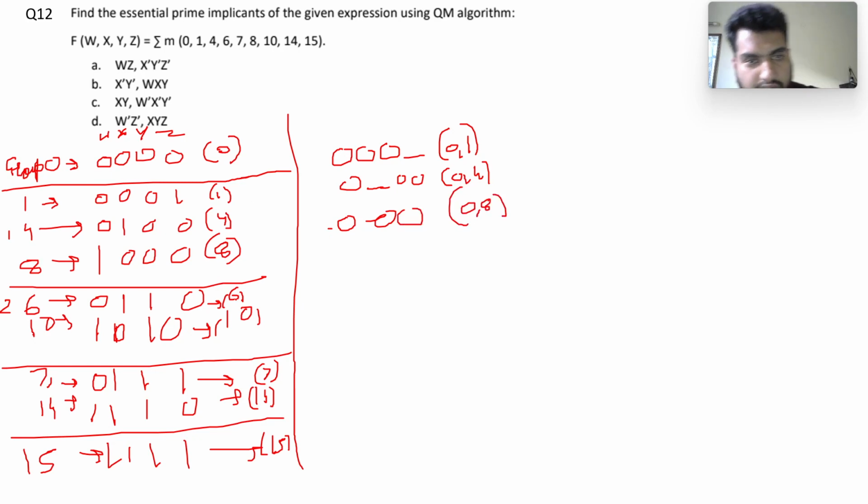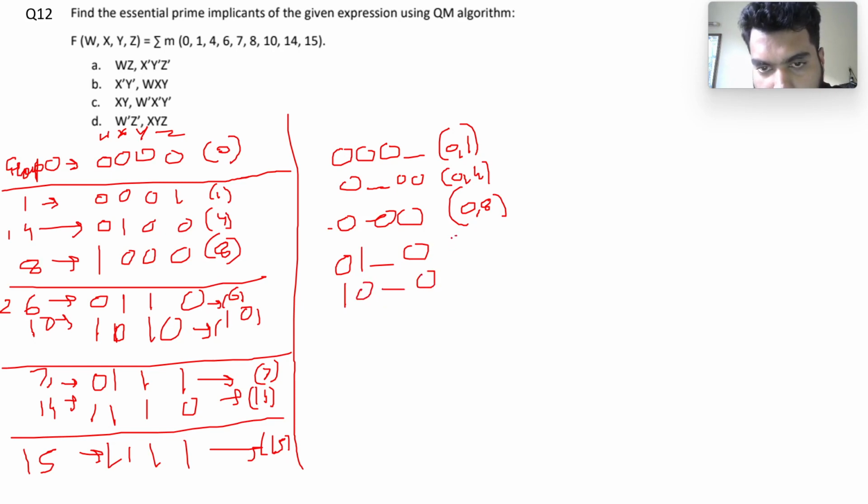Now checking these two, between 1 and 4 there is no change there. Between 4 and 6 we have the change of 1 bit only, and 8 and 10 as well. This is 4 and 6, this is 8 and 10.